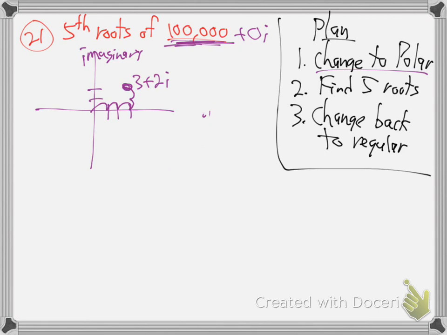So where is it? It's way, way, way out here. I don't have room, but it's way out there at 100,000 plus 0i. It's not up at all, right? Because it's got no imaginary component. It's pure real. 100,000 to the right plus 0i, isn't it?